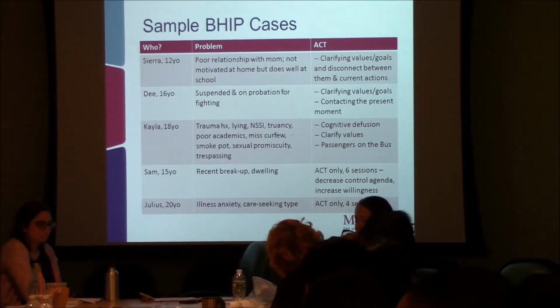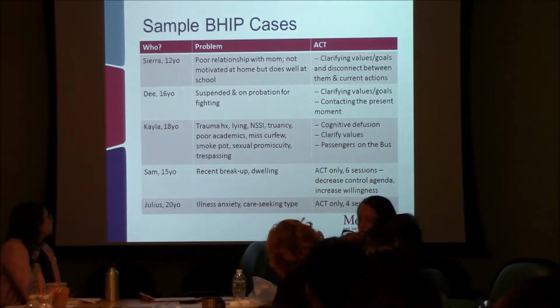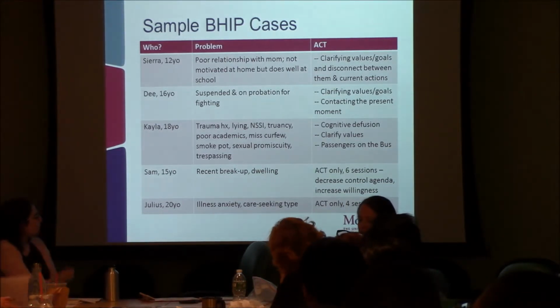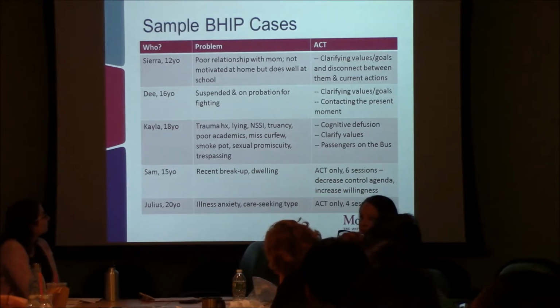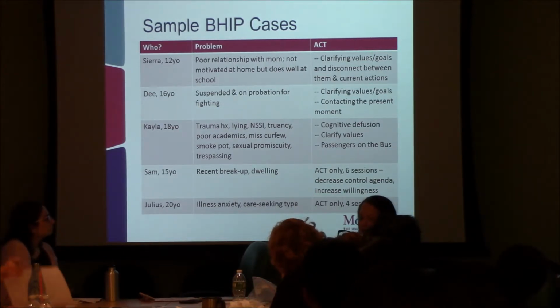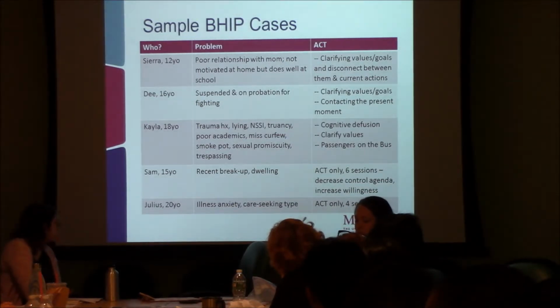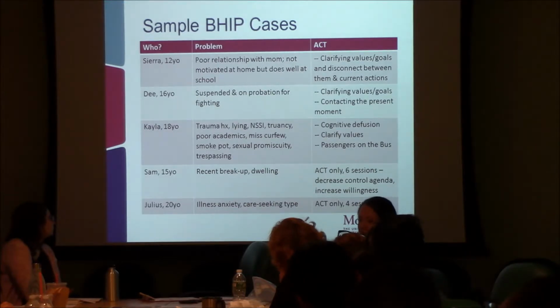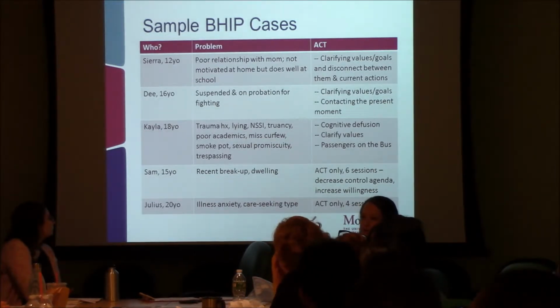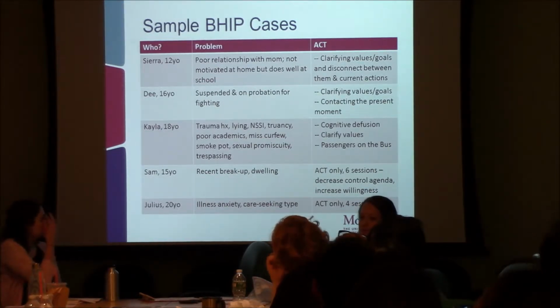And then Sam was a 15-year-old who had recently broken up with his girlfriend, and he was really stuck in that. So with him, we did a full course of ACT, 6 sessions, working on decreasing his idea of the control agenda, like I had to be able to fix everything, and increasing his willingness to tolerate the pains in life. And then Julius was a fun 20-year-old with illness anxiety. He really took to the idea of mindfulness, and we did that in like 2 or 3 sessions, and he was good to go.